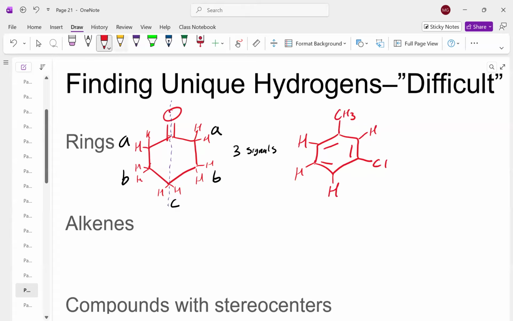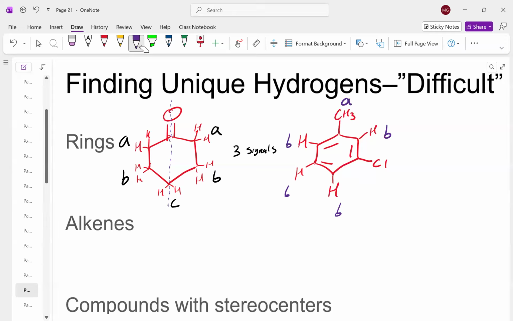So all three of these are equivalent to each other. They're on the same sp3 carbon. And let's just go around clockwise from there. This is obviously going to be different. It's attached to benzene. Can I say that that's true for all the other ones because they're attached to benzene? Can I call all the rest of them B?